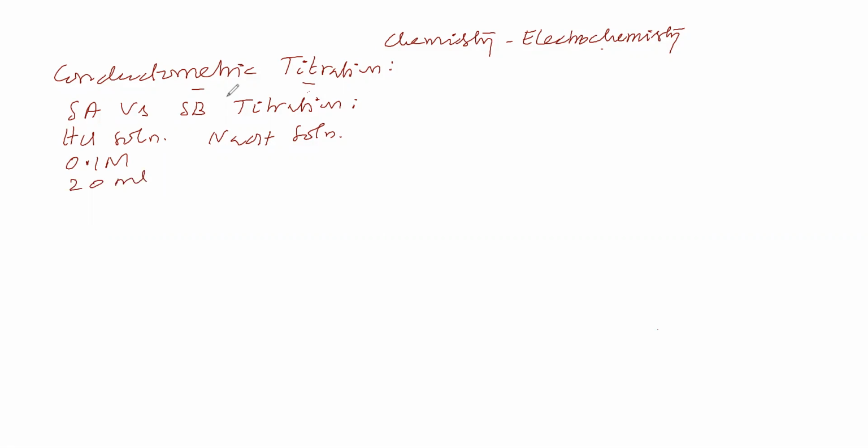Sodium hydroxide concentration we have to find using this titration. But we will take the sodium hydroxide concentration as 0.1 molar. Why we are taking this as 0.1 molar: we have to understand how the molar conductivity will vary on titration. For that case only we have taken the concentration of sodium hydroxide.